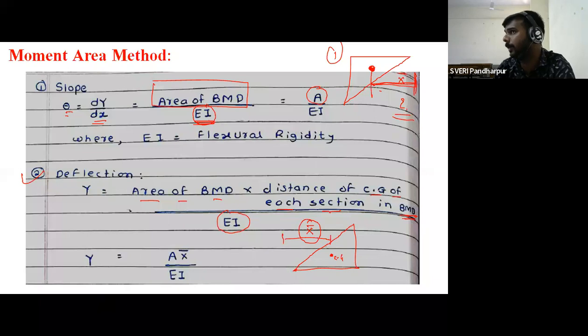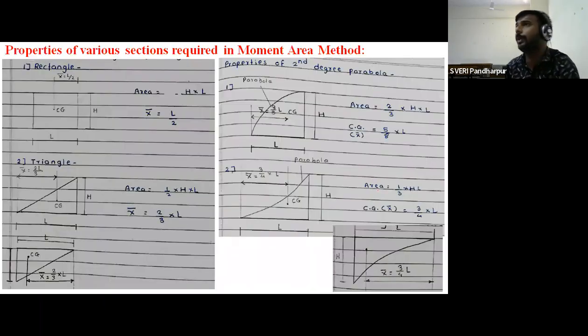Now we have to apply these formulas to derive our derivations. Getting? Ratil lakshat दोन formulae. Slope is equal to A upon EI and deflection is equal to AX bar upon EI. Okay. Now these are the various sections. So now put the title: Properties of various sections required in moment area method. बघा जे section मी तुम्हाला explain केले triangle चे, that all the figures are given here. याच्या व्यतिरिक्त तुम्हाला BMD मध्ये कुठला सेक्शन मिळणार नाही, because we are solving the derivation for the standard cases only.